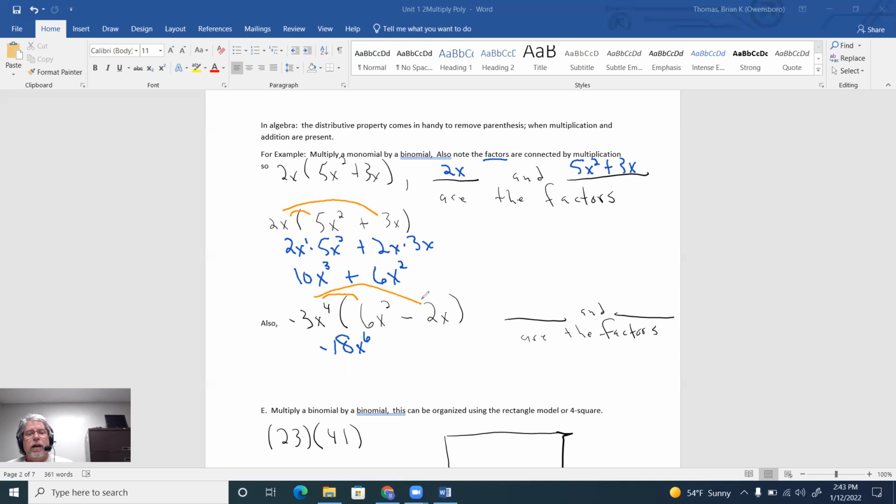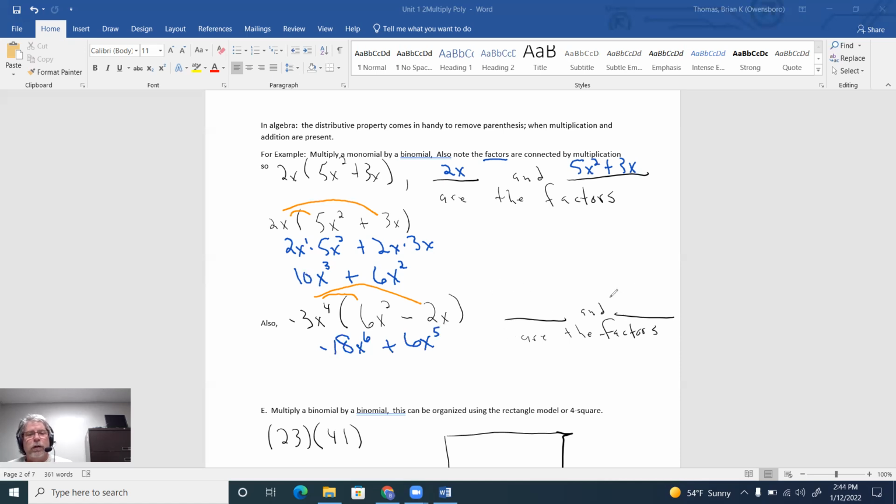Now, if you multiply a negative 3x to the fourth times negative 2x, that's negative 3 times negative 2. That's going to be a positive 6. X to the fourth times x, that's going to be actually x to the 5. Okay, so that would be your answer.